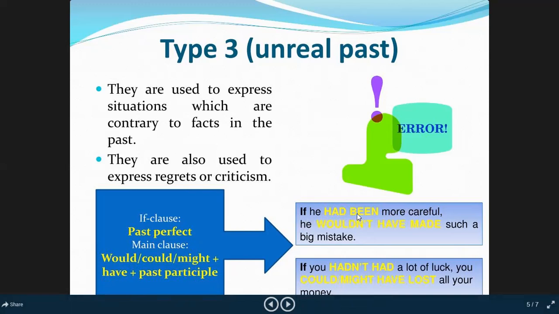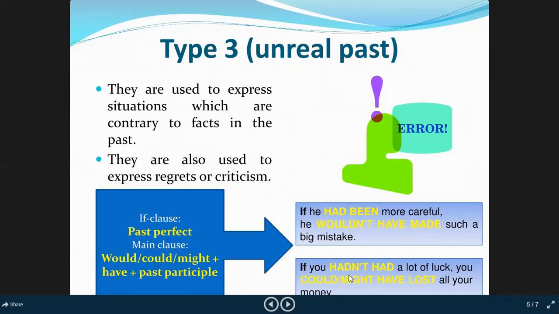So we can see the use of past perfect tense. If he had been more careful, he wouldn't have made such a big mistake. Past participle is used here. The use of would is picked from the list, plus the past participle. What is the wording used over there? That is, he wouldn't have made. Made is the past participle, such a big mistake. So this is the example sentence for type 3, unreal past situation sentences.